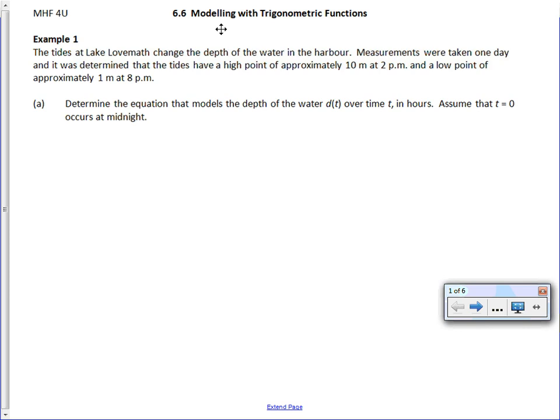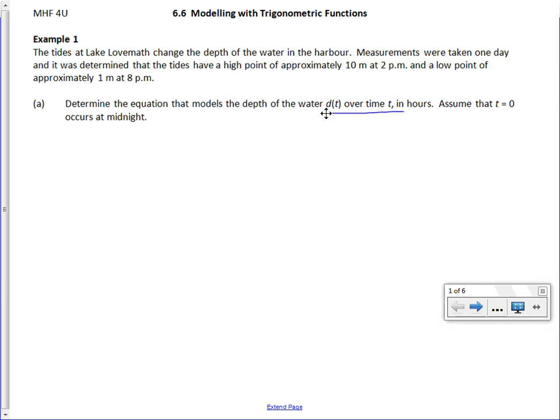All of these examples should seem very familiar from grade 11. Example 1: The tides at Lake Lovemath change the depth of the water in the harbor. Measurements were taken one day, and it was determined that the tides have a high point of approximately 10 meters at 2 p.m. and a low point of approximately 1 meter at 8 p.m. Determine the equation that models the depth of the water d at time t in hours. Assume that t equals 0 occurs at midnight.